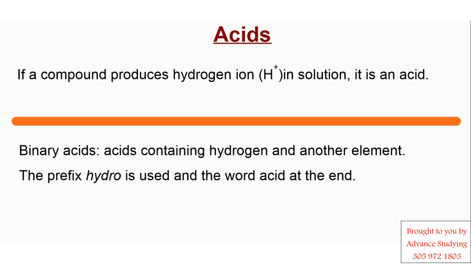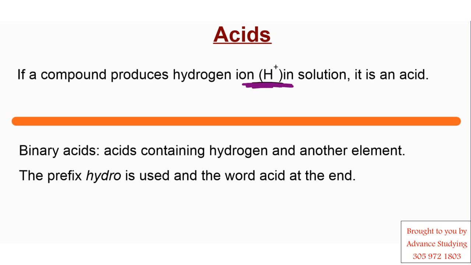Hello, this is the introduction of naming acids. Acids are substances that, when broken down in water, produce hydrogen ions. It means that hydrogen itself is released from the substance. So an acid is a substance that has hydrogen. And I repeat, when it dissociates in water, hydrogen ions are produced.